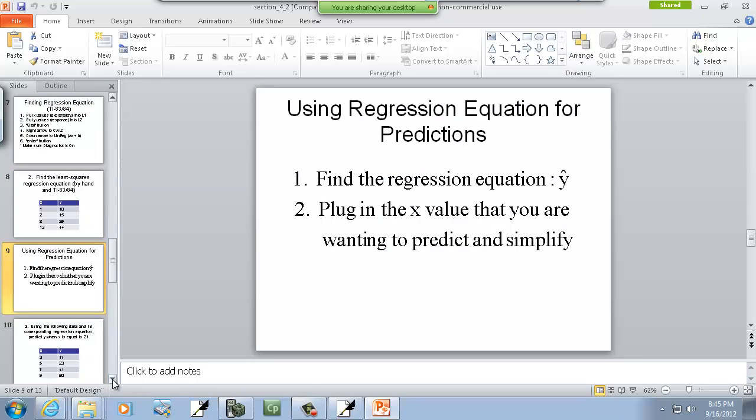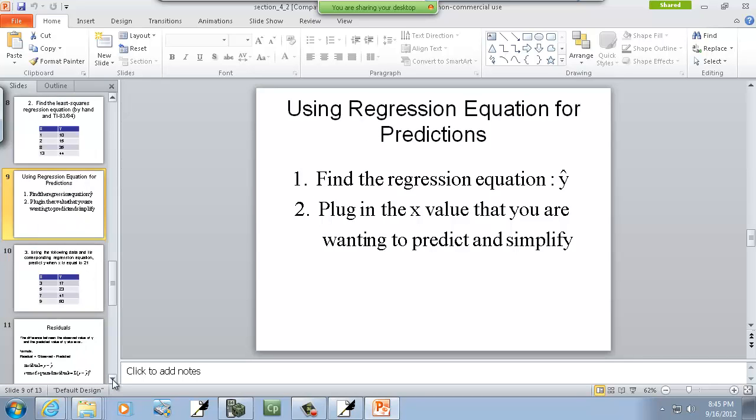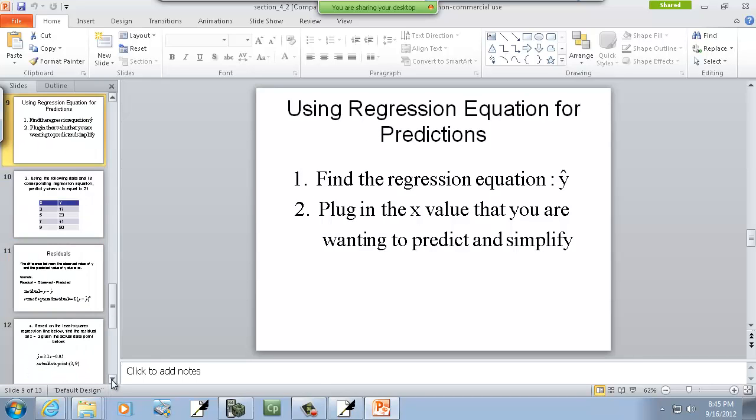Okay. Now let's talk about how to use a regression equation for predictions. Well, first step is to find the regression equation y hat. And I only did that by hand one time. The rest of these I'm going to do on the calculator. Then plug in the x value that you want to predict and simplify.